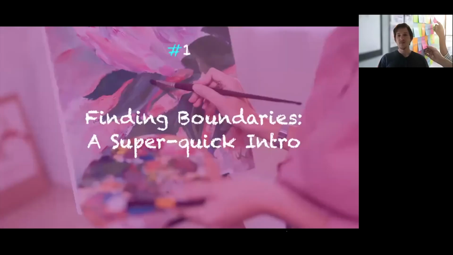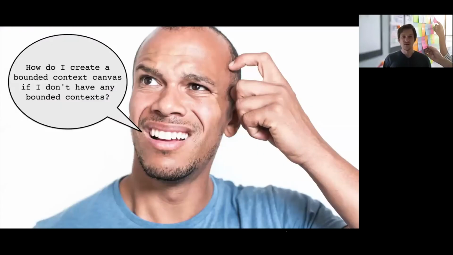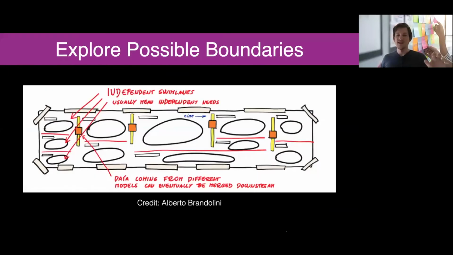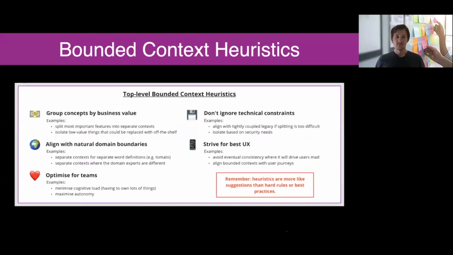So, finding boundaries. This isn't a talk about finding boundaries, but I want to quickly go over some main things. So you're in a situation where you don't have any bounded contexts, you don't know where to start, the canvas looks nice, but what do I do? Well, here's what you do. Start with event storming. This is a great way to map out your domain. Then you can start breaking your event storm down into possible bounded contexts, grouping events and commands which seem to be related to each other. And at this point, we're just looking for a baseline to work from. We're going to be iterating on it later with the canvas.